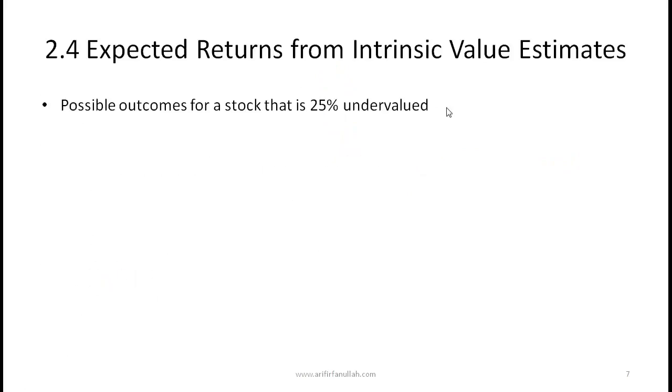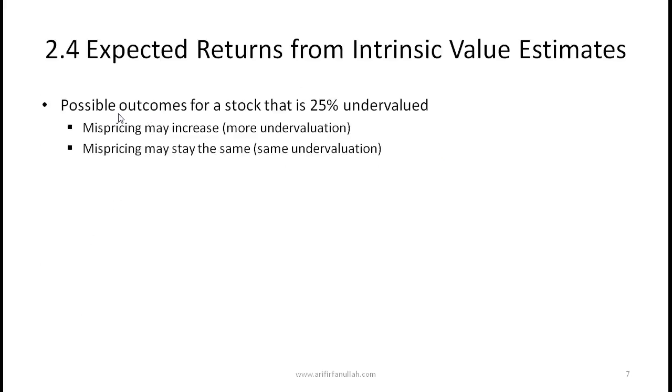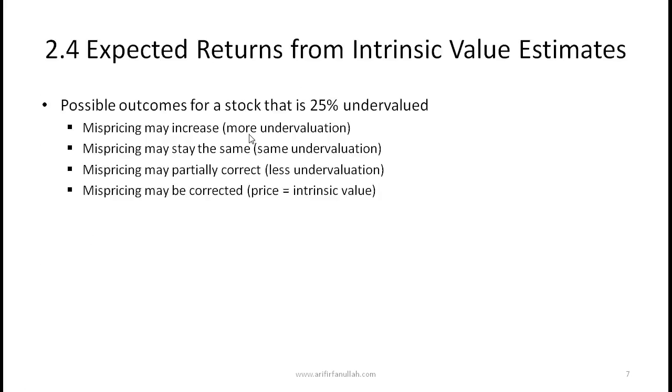Expected returns from intrinsic value estimates. Let's say that a given stock is 25% undervalued. Does this mean that you will definitely make up that 25%? Can you be sure that you will make your return based on the riskiness of that stock plus this 25%? Not necessarily. Why? Because the mispricing may increase. You might believe there is a 25% mispricing, but let's say the rest of the investment community does not think so. Then what will happen? It will become, from your perspective, even more mispriced.